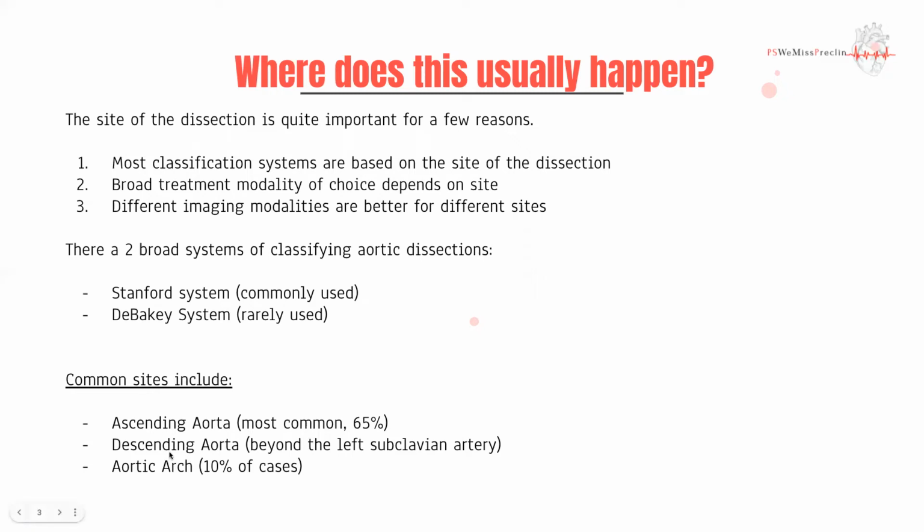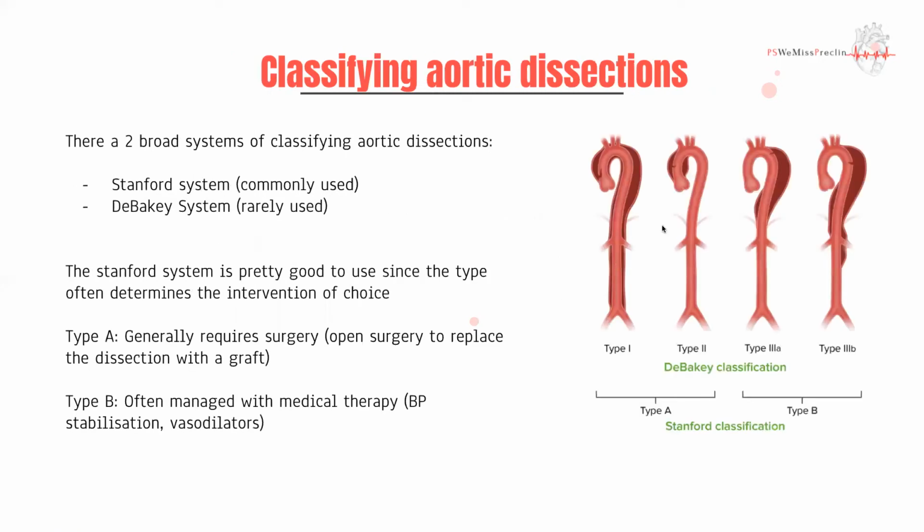You then have dissections affecting the descending aorta, and the anatomical cutoff for this is that they should be beyond or distal to the left subclavian artery. And then you can also have actual dissections within the aortic arch itself. So here is kind of a visual representation of that.